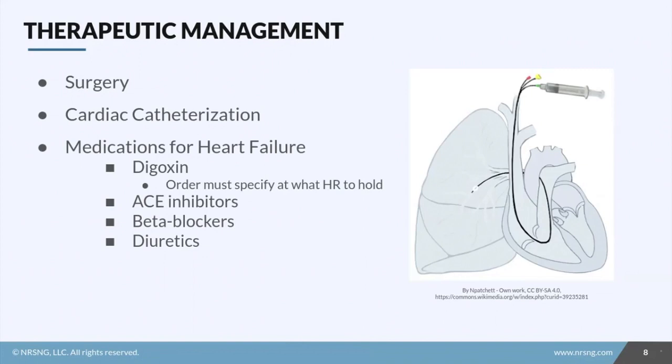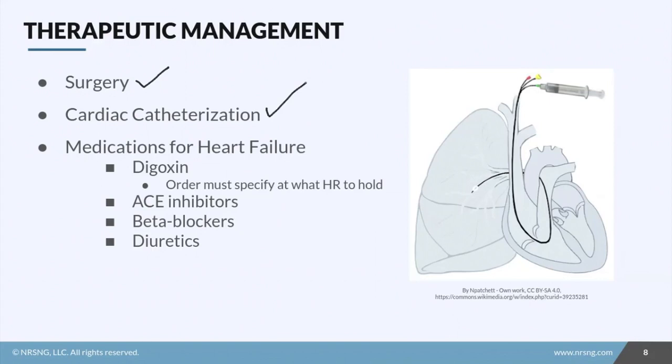Therapeutic management for our congenital heart defects is going to be a combination of a lot of different things. So these kids might need surgery, they may need a cardiac catheterization to be done, and then we also give medications, a lot of the same medications that you would see given to adults with heart failure. And a lot of your nursing care around those are going to be the same as well.